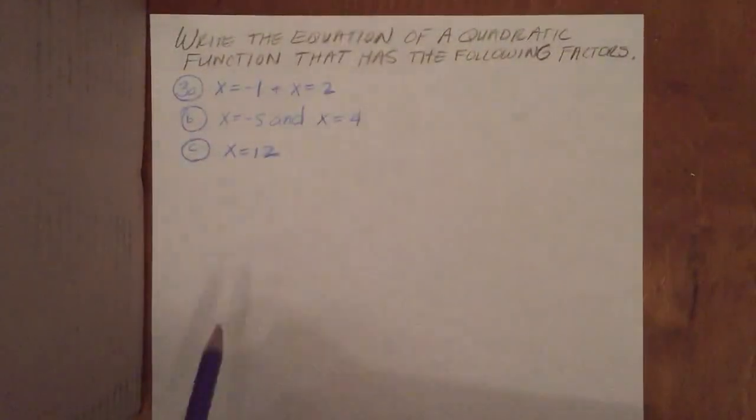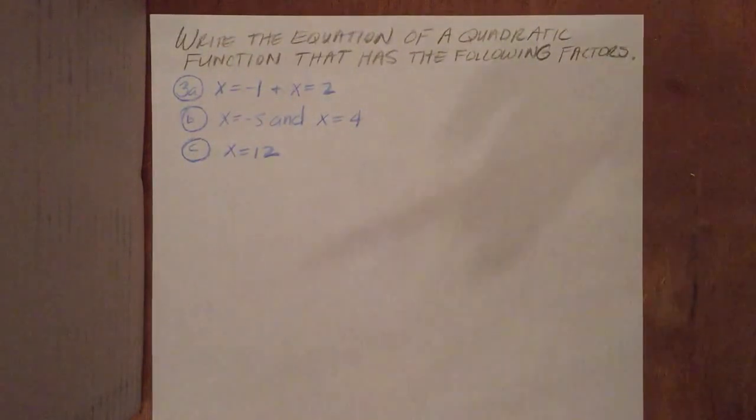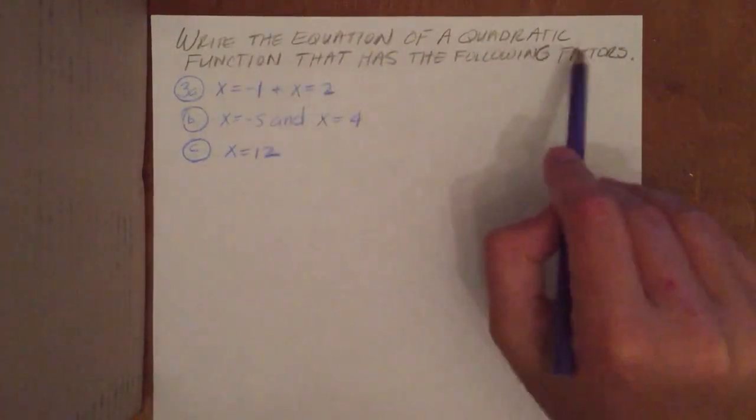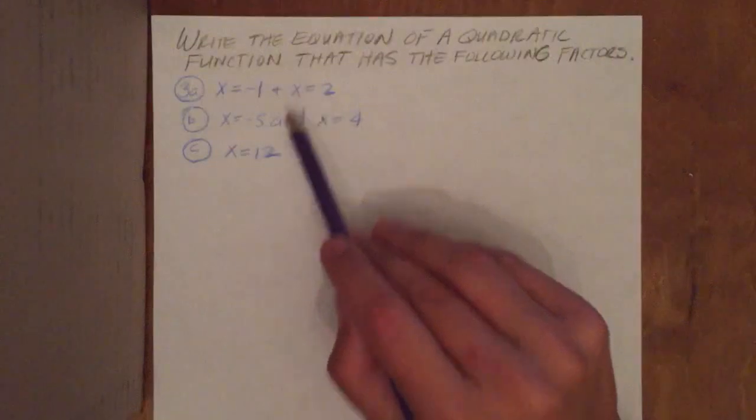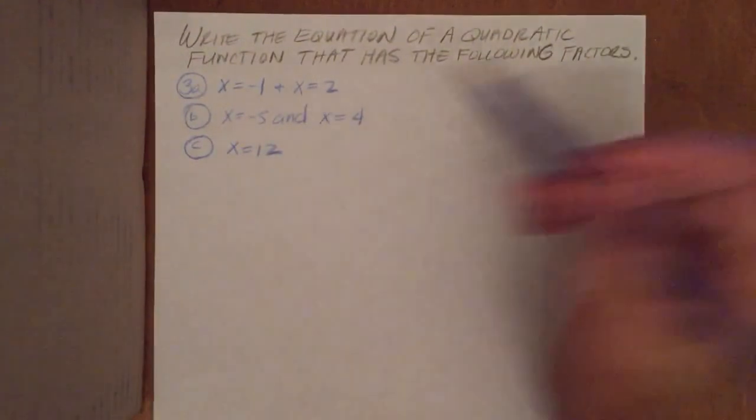We are now looking at, given the roots or zeros or intercepts of a quadratic equation, can you write the equation? So it says, writing the equation of a quadratic function that has the following factors. Well, these are your factors right here. So what's going to happen is we're going to write the equation from the factors.